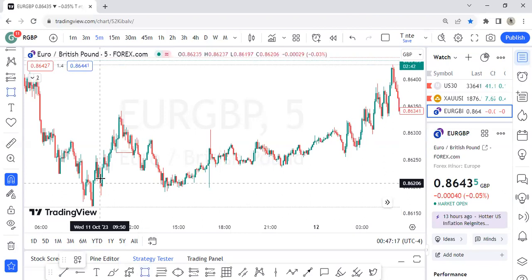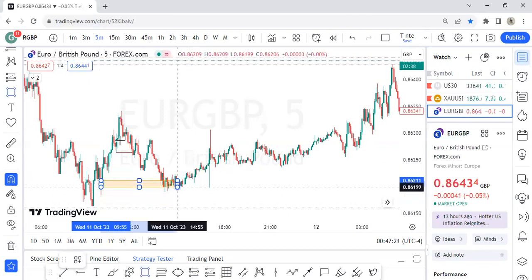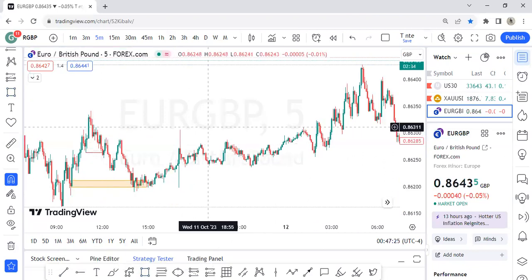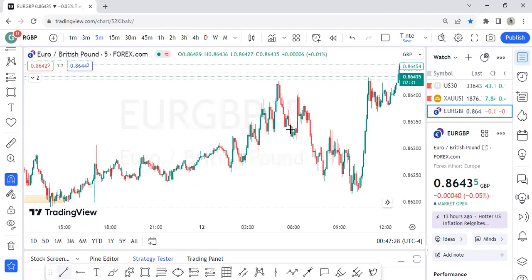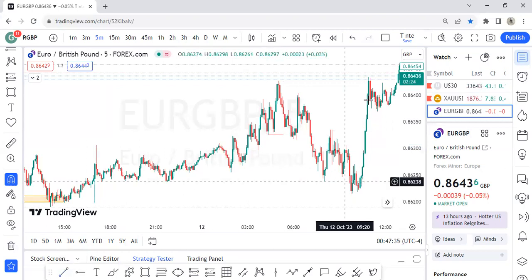So that's what I'm talking about. Once the inducement is taken out, look out for what? The market will hit another block or a POI and then give you a confirmation to take a trade, right? So see another inducement taken out here, see inducement here, took it out, then ran back bullish.